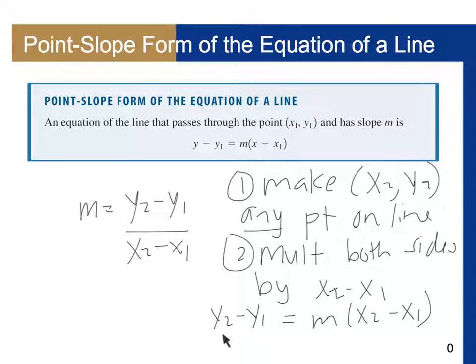And when you do that, you get this: y2 minus y1 equals m times x2 minus x1, just taking this and getting rid of your denominator by multiplying both sides by that common denominator. Okay, so we get this form, and then we'll do step 1. Sorry, I had those backwards.